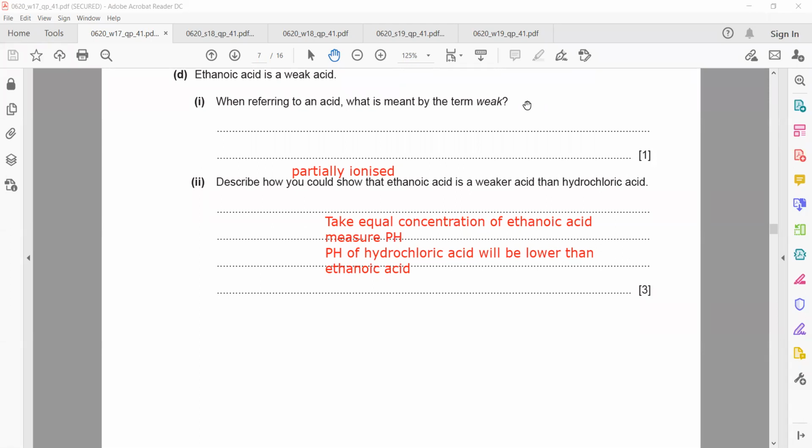Here you have to plan. It is obvious that we know hydrochloric acid. You can mention that the pH of hydrochloric acid will be 1 or 2 and ethanoic acid will be about 4. You can mention that as well.